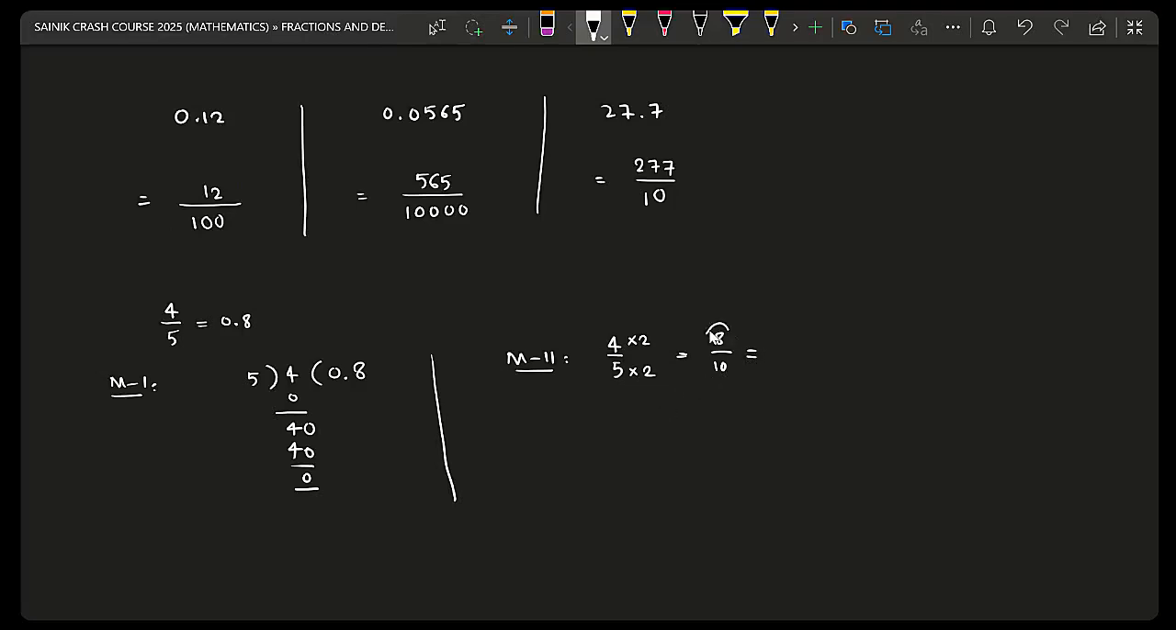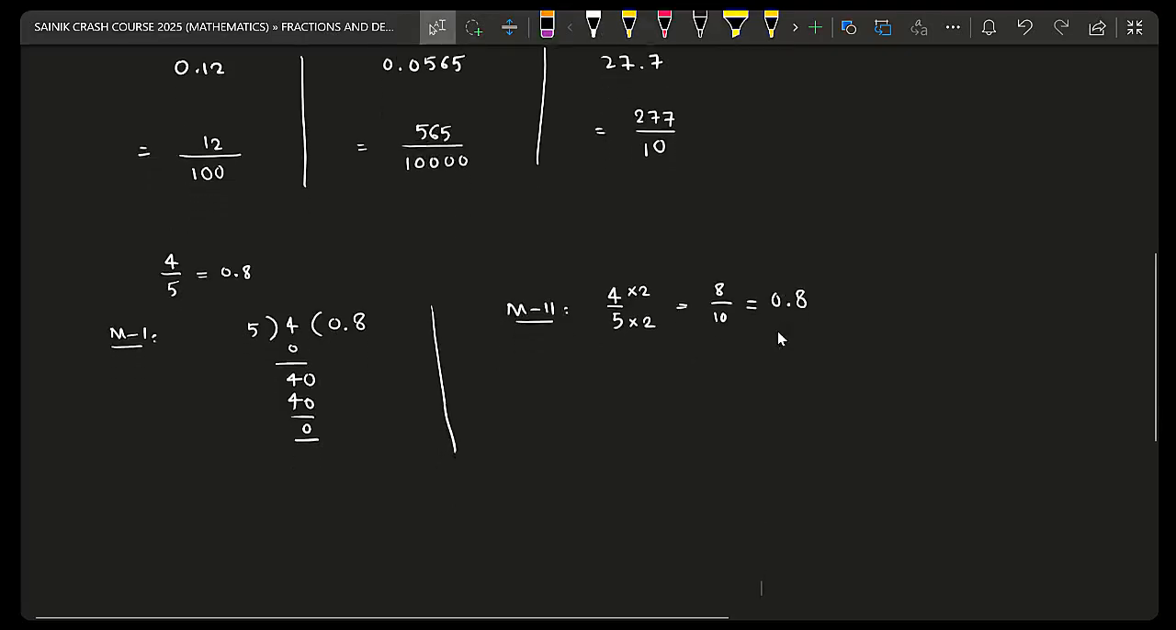We know how to convert a decimal fraction into decimal form. That is, write the number as it is, then count the number of zeros. There is only one zero. So use one point here, that's it, 0.8. So we got the same answer. We'll take one more example like this to convert.